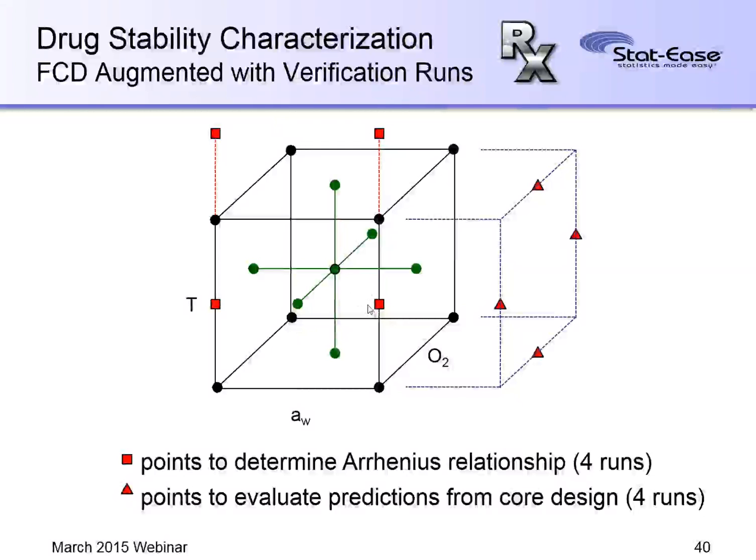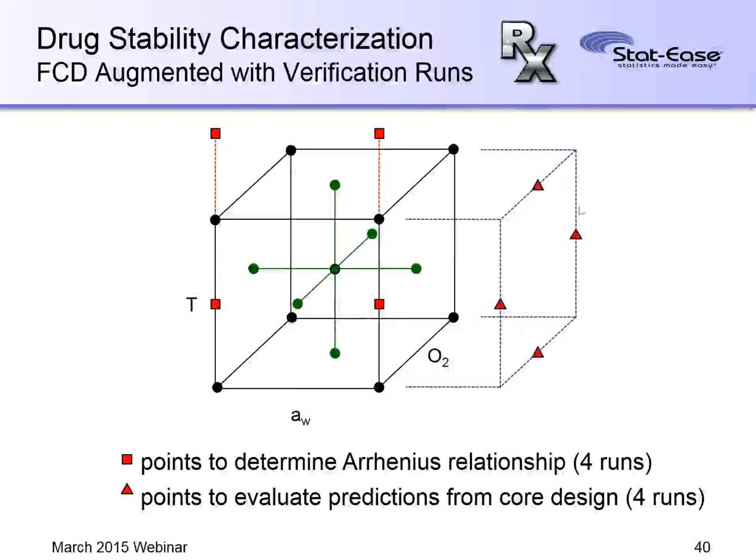We want to evaluate 2 things. We want to determine whether the Arrhenius relationship between temperature and drug degradation rate is valid. So what we're going to do is also pick temperatures that are between the high and the low value, and also pick some that extend beyond the edge of the design space. This will help us validate the drug degradation rate model.